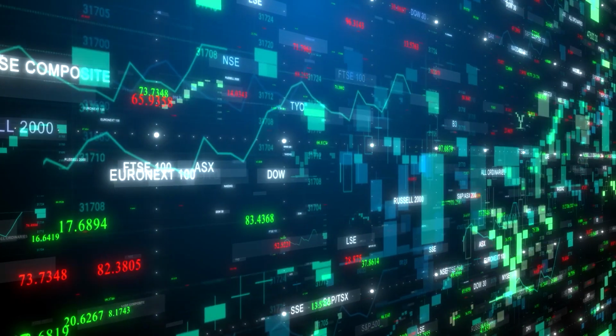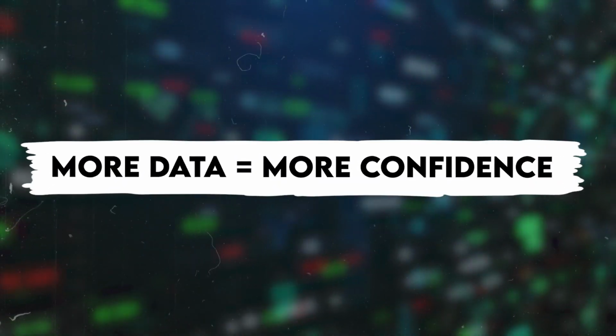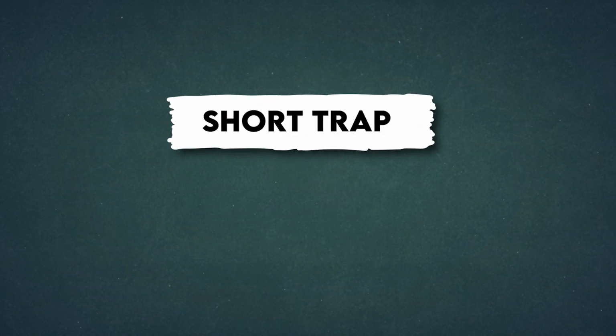When we talk about trading, we want to make things as obvious and as simple as possible because we're going to be doing it for a while. And the more data we have, the more confidence we're going to have. Now, with that, we also want to talk about traps. We're talking about short traps and bull traps.